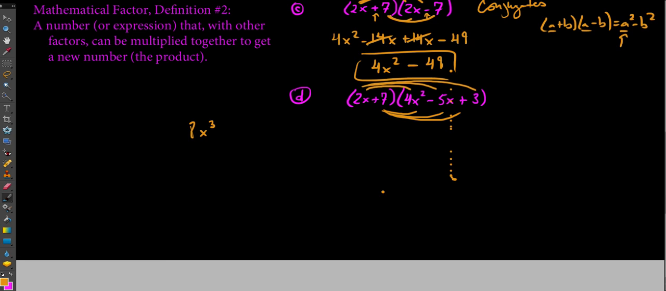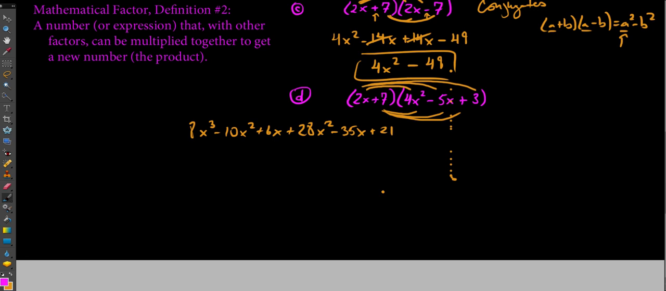2x times negative 5x is negative 10x squared. And then 2x times a 3 would be a 6x. Moving on to the 7 times the 4x squared would be a 28x squared. The 7 times the negative 5x would be negative 35x. And then the 7 times the 3 here, this would be a 21.